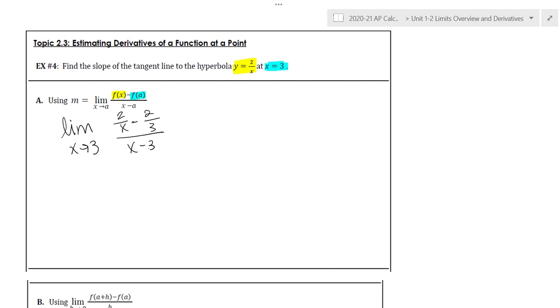Now we need to get a common denominator here. So I'm going to get a common denominator in this numerator, and I'm going to say, okay, let's get a common denominator of 3x. So I'm going to be multiplying these first two numbers by 3 over 3, and then the second two by x over x. And what that gives us is we can rewrite as the limit as x approaches 3 of 6 minus 2x over 3x. We're dividing by x minus 3, so I'm just going to write that horizontally.